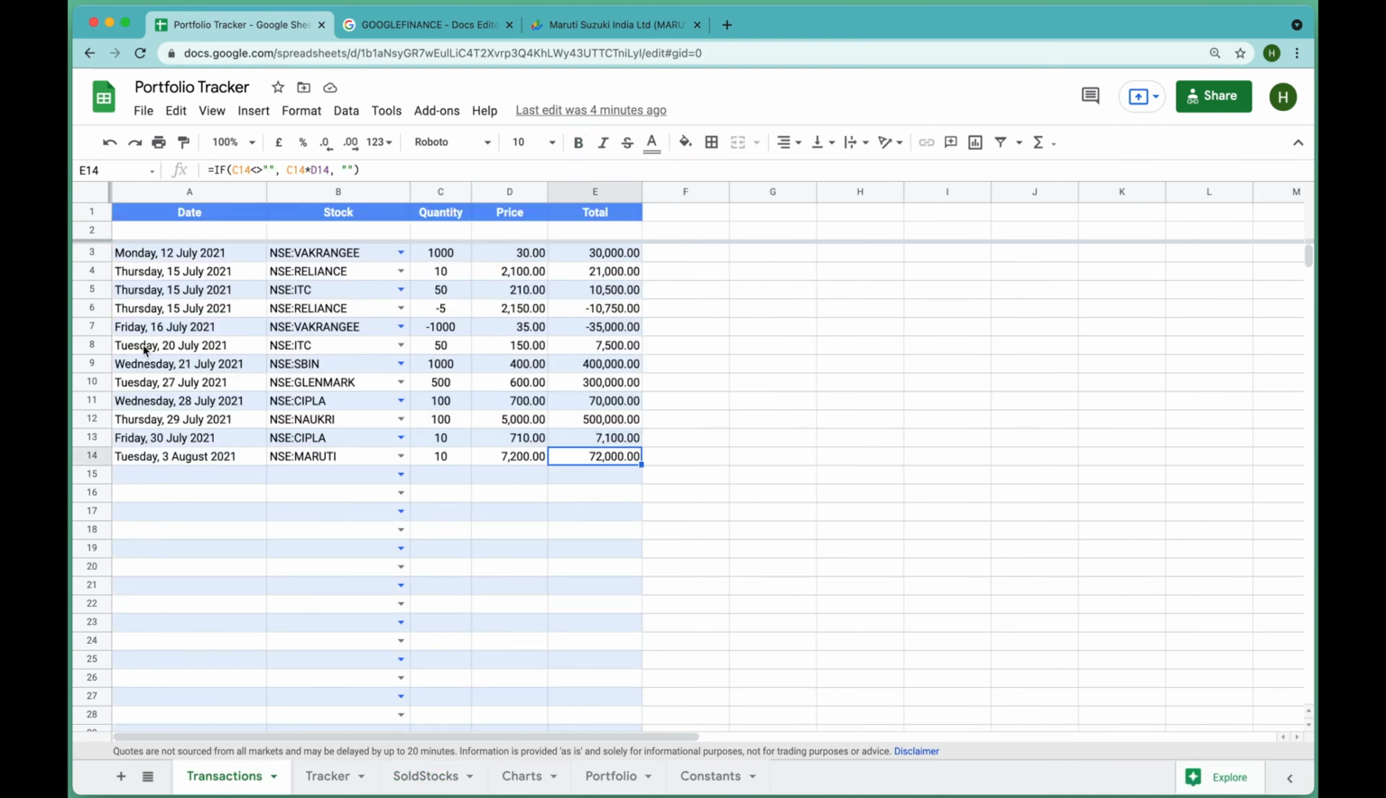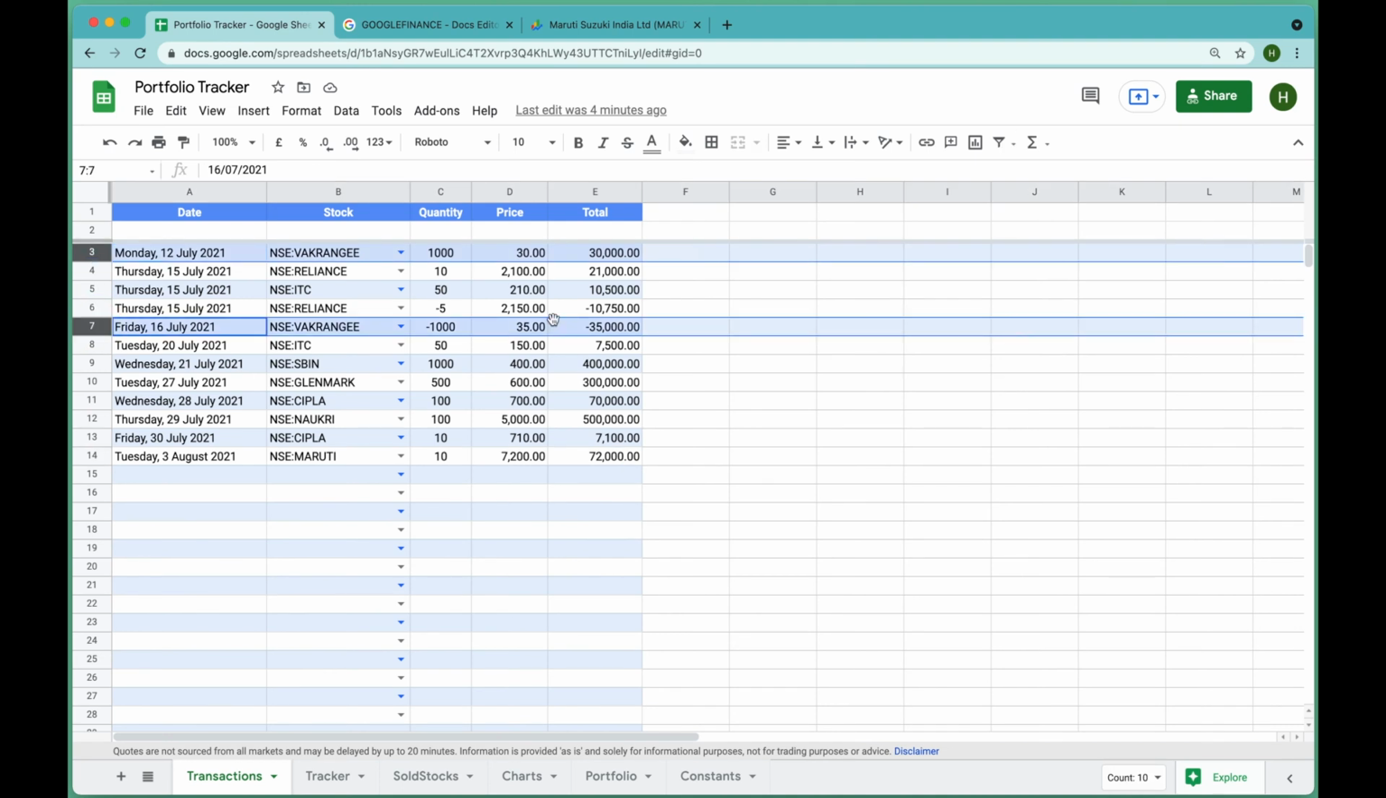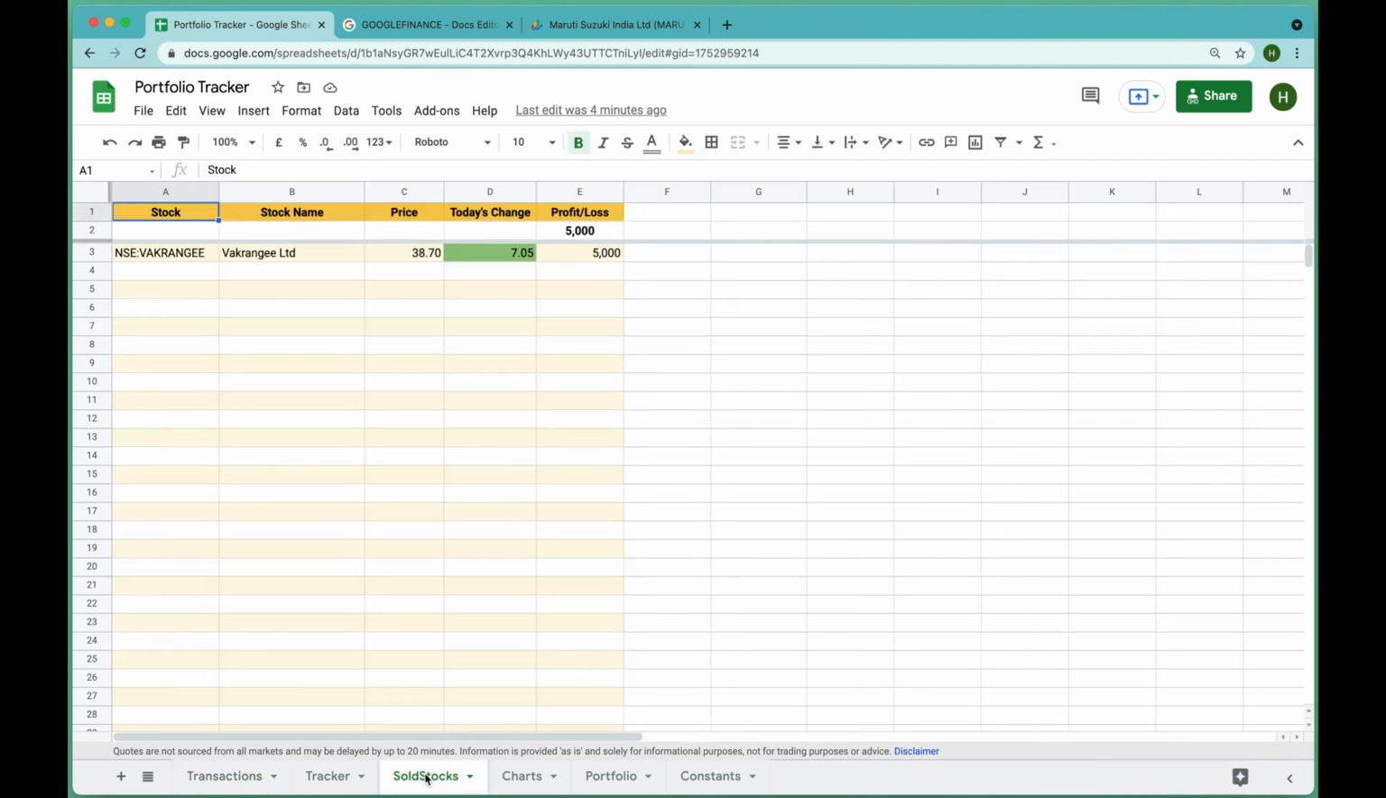So we can see that we have bought 1000 shares of Vikrangi on 12th of July and sold all of them on 16th of July. We bought it for Rs 30 and we sold it for Rs 35. The profit per share was Rs 5 and for 1000 shares it would be 5,000. And the same is displayed in the sold stocks sheet.